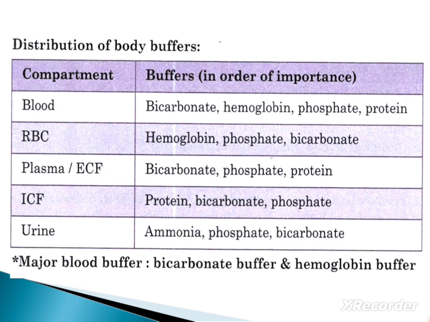Okay. Then in the renal system, the main buffer is the ammonia buffer. Ammonia is the unique buffer for the kidney. Then phosphate and bicarbonate.